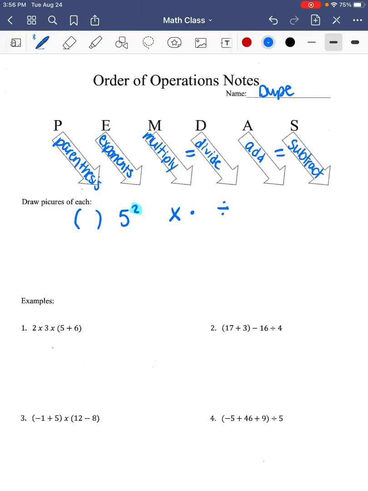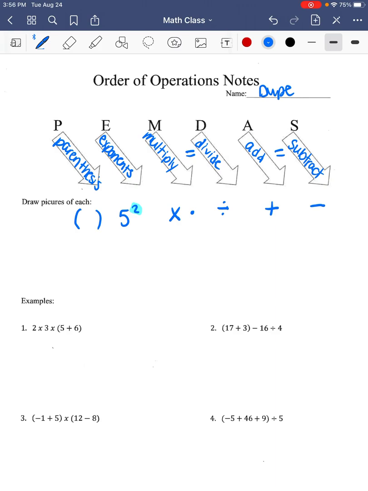Division is our regular division symbol. Addition is our plus sign. Subtraction is our minus sign. And we do have a couple examples where we also have a negative number, which also has a subtraction sign just in front of it.